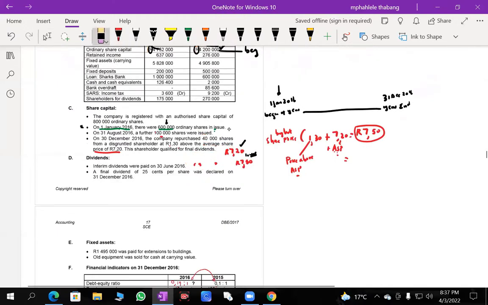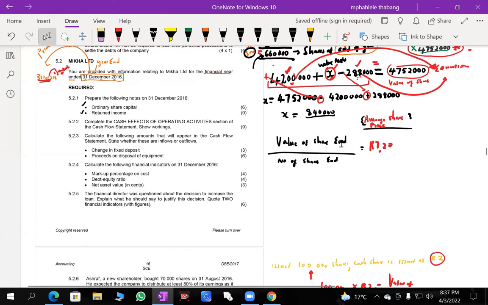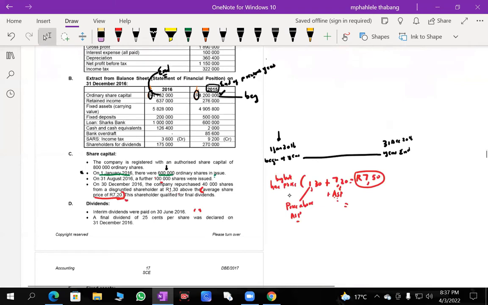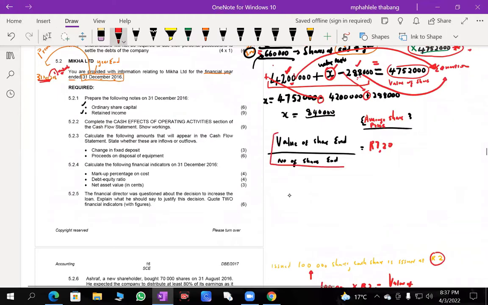It is 720. So in this case, I will be calculating something that I already know. That is why I didn't entertain saying value of shares at the end divided by number of shares at the end, because this calculation gives me the average share price, which I have here. It's 720. Why should I calculate what I have? Is what I'm saying making sense? This calculation is for the average share price.